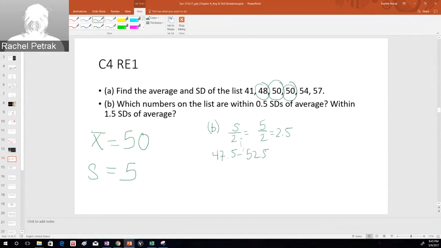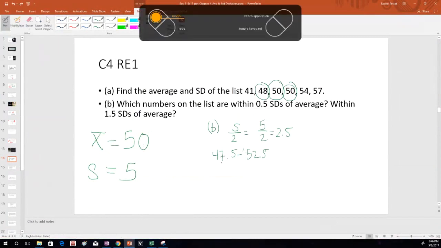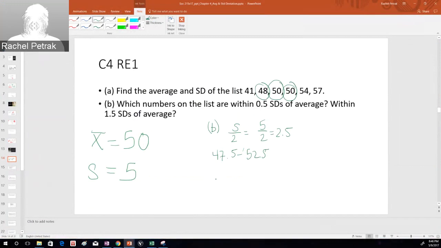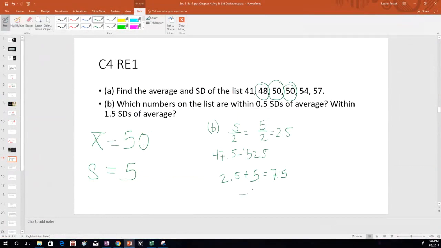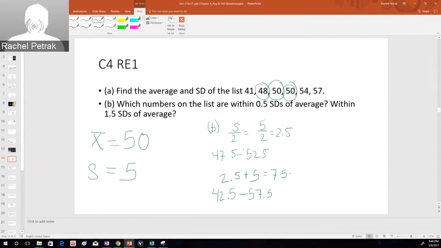Then if we look at 1.5 standard deviations, then we have this half standard deviation, or 2.5, plus 1 standard deviation, which is 5. So then we have a spread of 7.5 points as our 1.5 standard deviations. And so within 1.5 standard deviations of average, we have a range of 42.5 to 57.5.